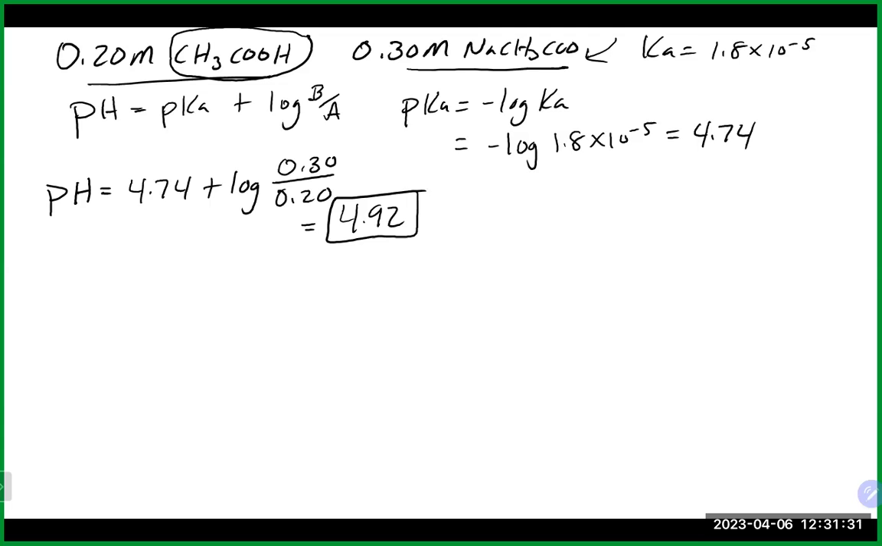So the way that we know that we could use this is you really need to have two things that are related to each other. So you need to have two things that are really like a weak acid and its conjugate base, or a weak base and its conjugate acid. And that's really what we have here. We have acetic acid, which is our weak acid.